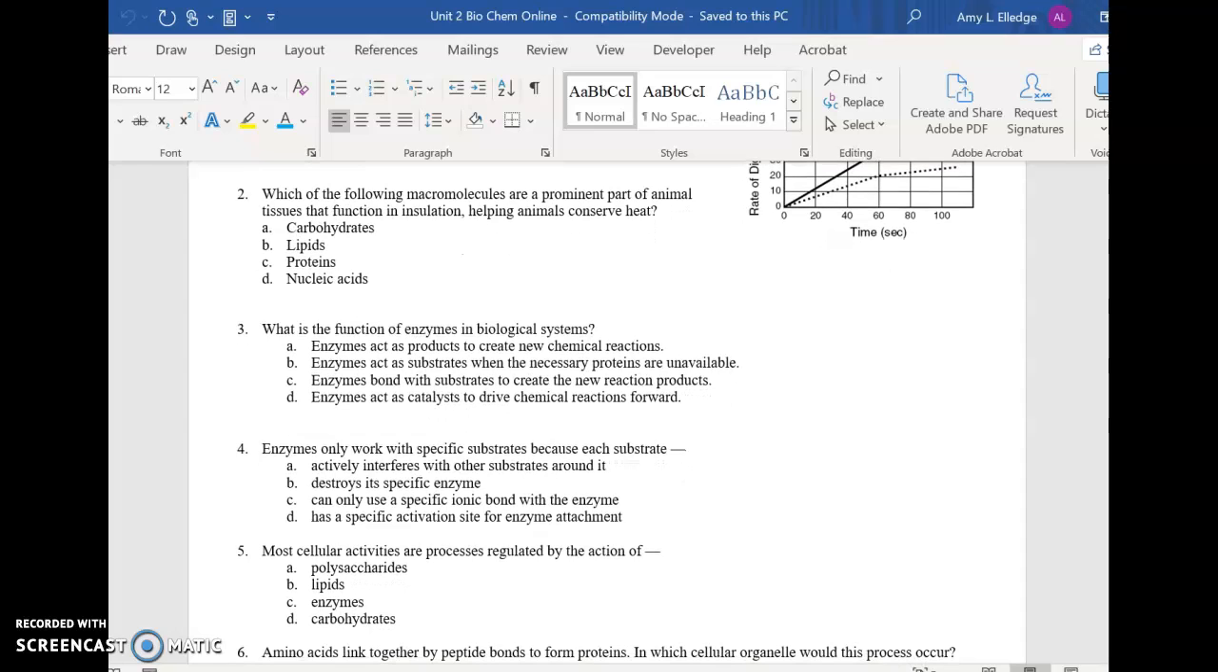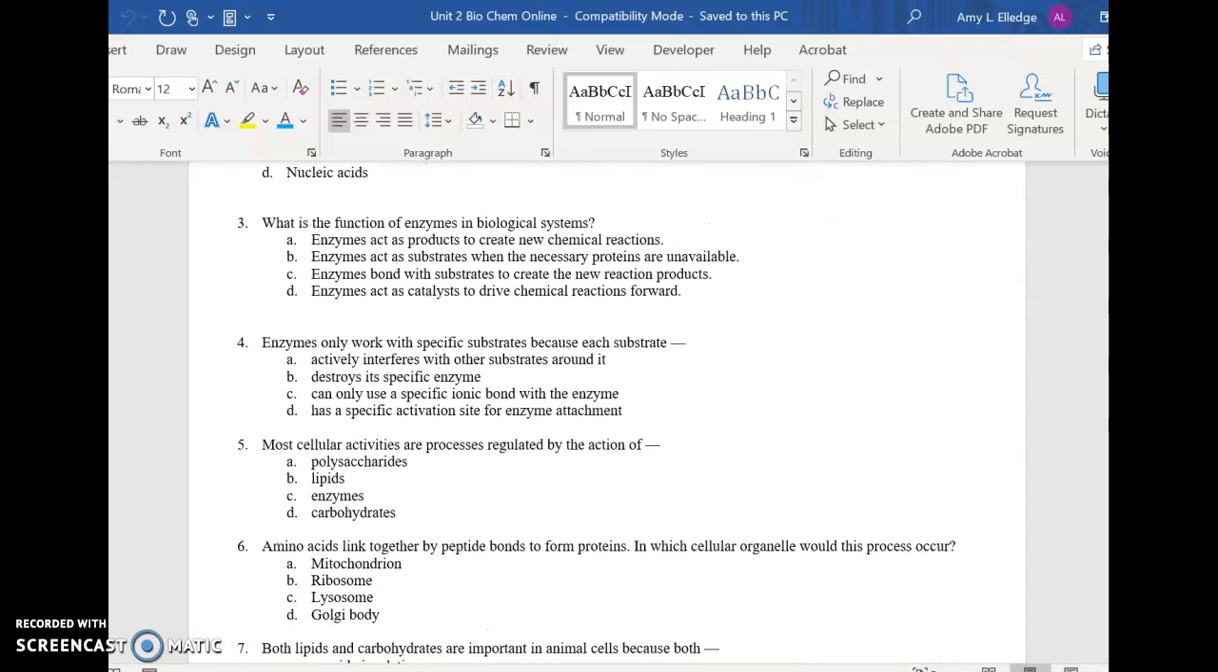Number 2, which of the following macromolecules are prominent parts of animal tissues that, be careful, function in insulation? So helping animals conserve heat. So insulation is caused by fats, right? Like blubber. So you need to know which one of these is fats, and that is a lipid. So think about liposuction, what the Kardashians do, right? Suck that fat right out.